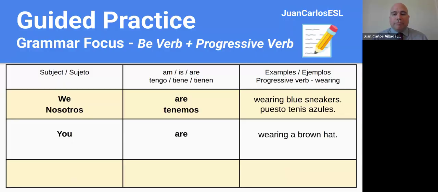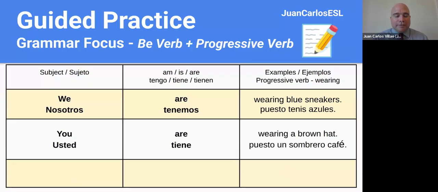So you are wearing a brown hat. Usted tiene puesto un sombrero café. O usted se está poniendo un sombrero café.